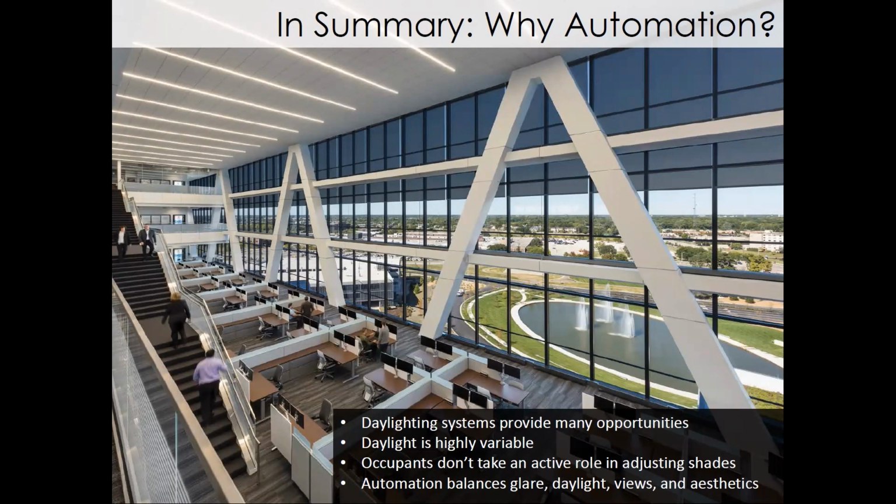And a static or passive system is unable to respond appropriately to meet daylighting needs. In short, manual shades just won't cut it for this. Generally, people don't take an active role in adjusting their shades. Therefore, automation is really needed to maximize the potential of daylight. So when we think about it, automation really is going to give us that balance between glare control, maximizing daylighting for useful daylight space, enhancing and preserving the views, and improving the aesthetics of this space.